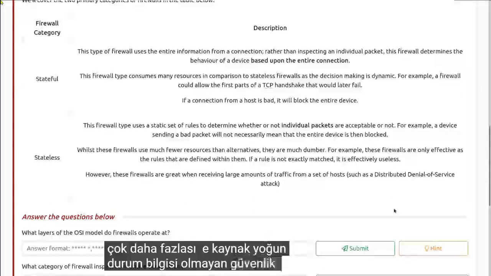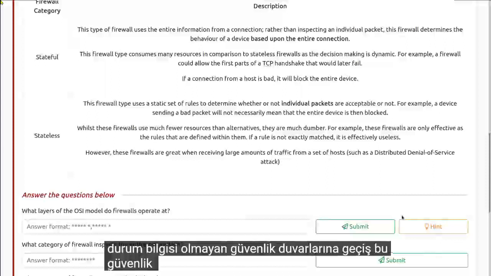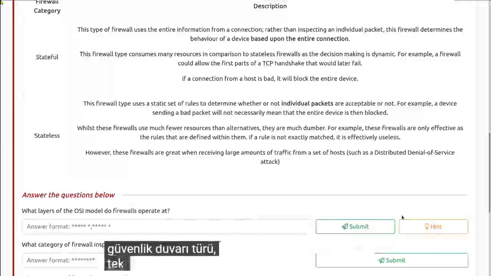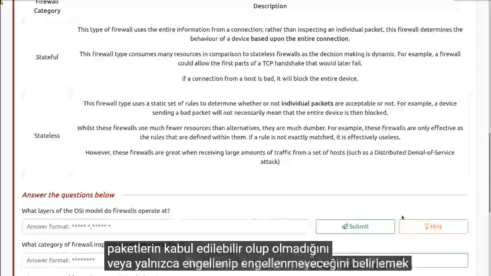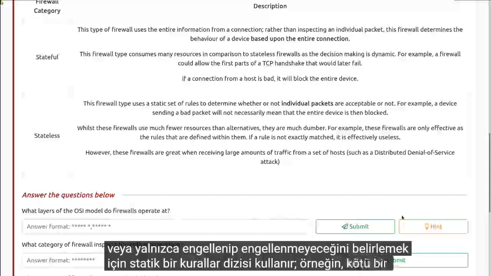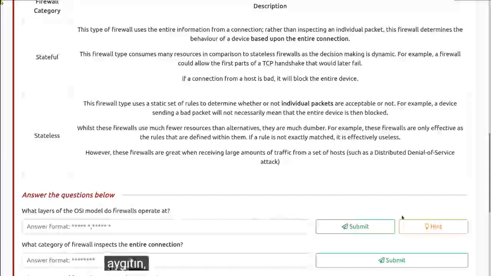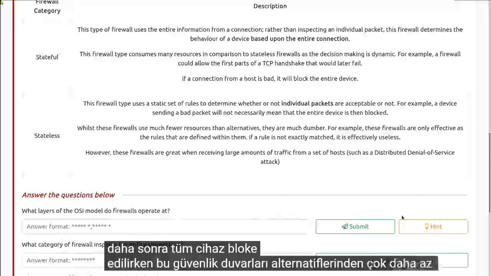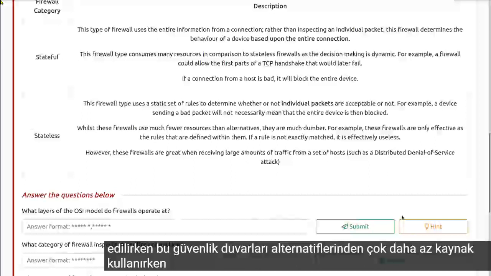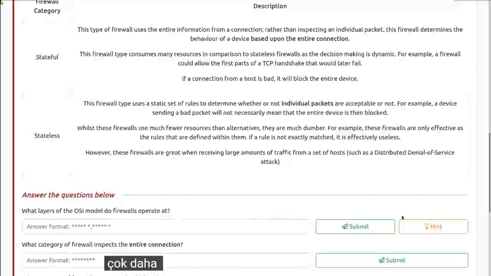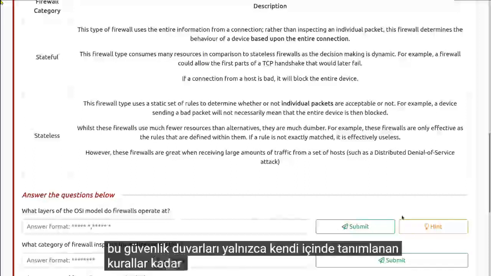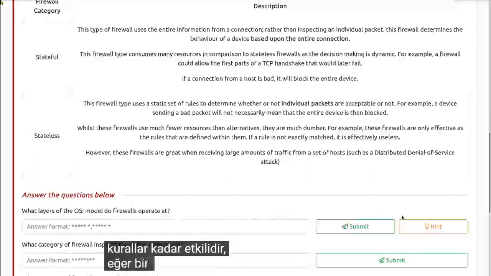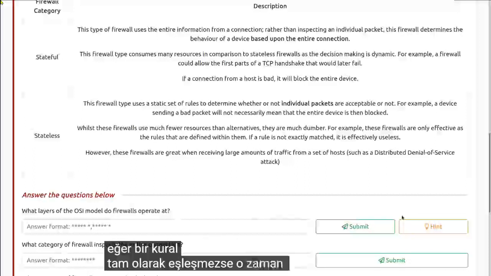Moving on to stateless firewalls. This firewall type uses a static set of rules to determine whether or not individual packets are acceptable or if they're just going to be blocked. For example, a device sending a bad packet will not necessarily mean that the entire device is then blocked. Whilst these firewalls use much fewer resources than the alternatives, they're a lot simpler. For example, these firewalls are only as effective as the rules that are defined within them. If a rule is not exactly matched, then it is effectively useless.